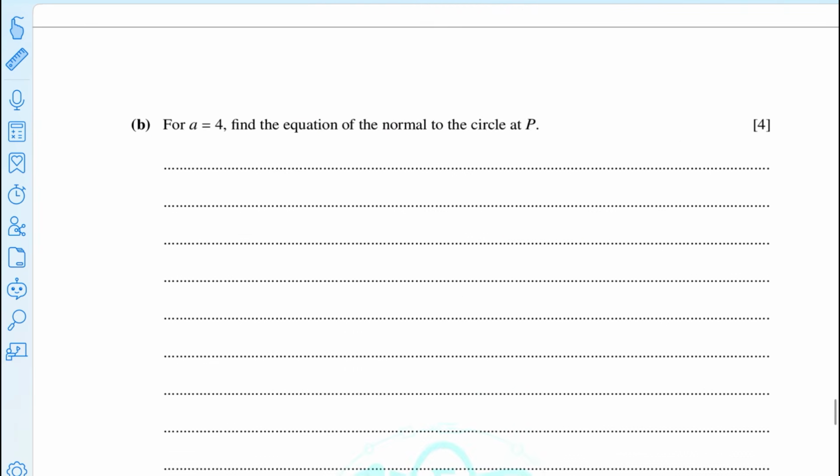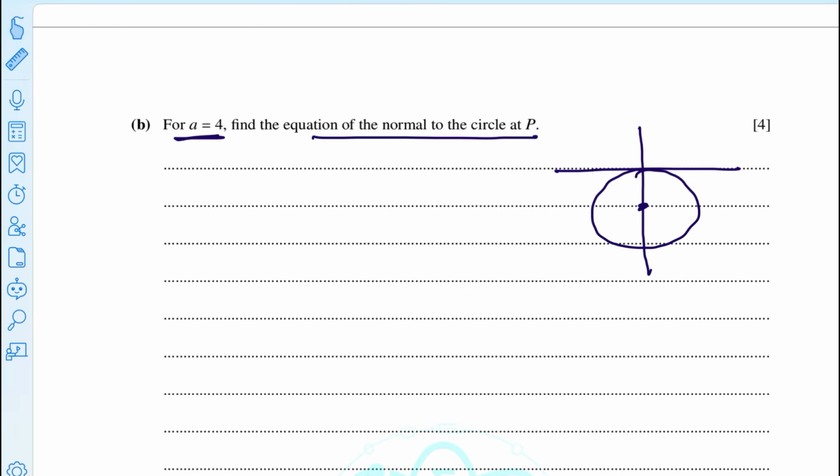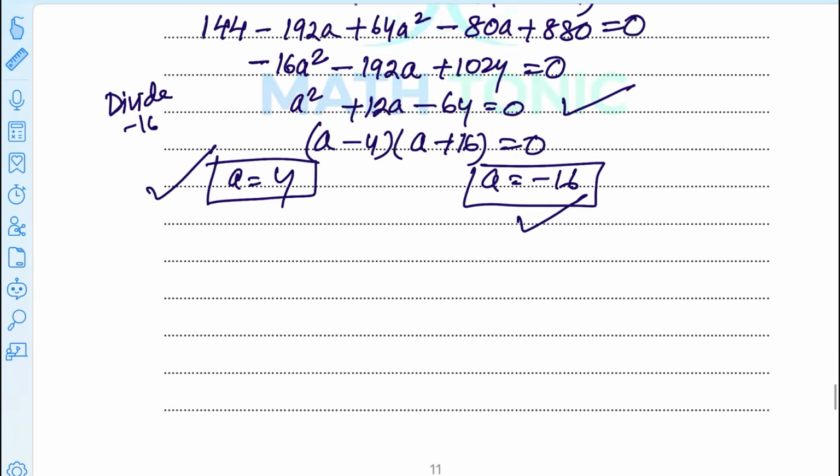Yes. For a equals 4, find the equation of a normal to the circle at P. Try to understand this. If this is the circle we have, and this is the tangent we have, for example, the normal to the circle means normal to the tangent, and always remember the normal to the circle, perpendicular to the tangent, means it is passing through the center, as per the circle theorem as well. So this is called the normal. This is 90 degrees, and this is the normal. Is it okay?